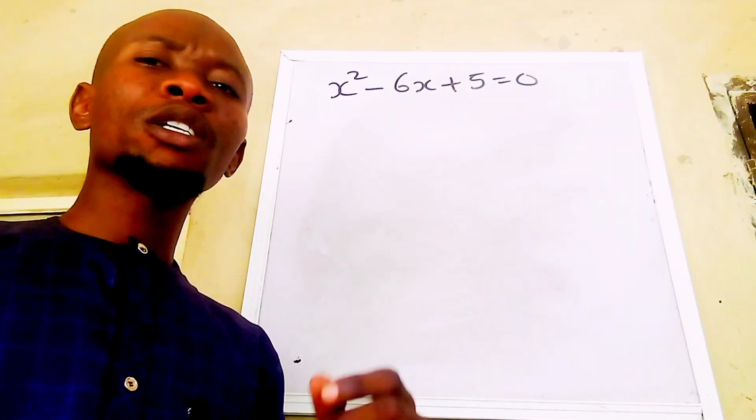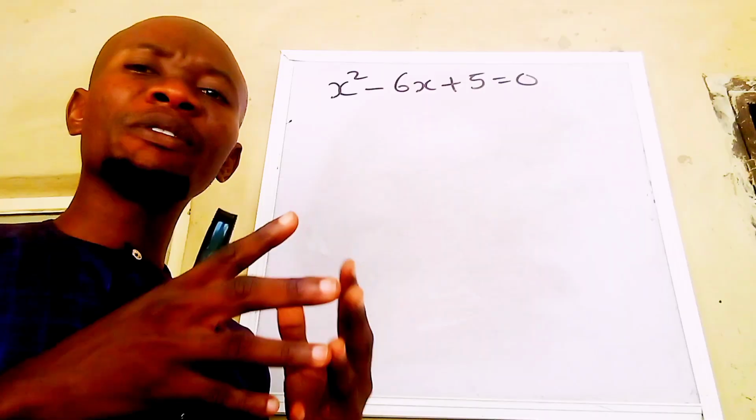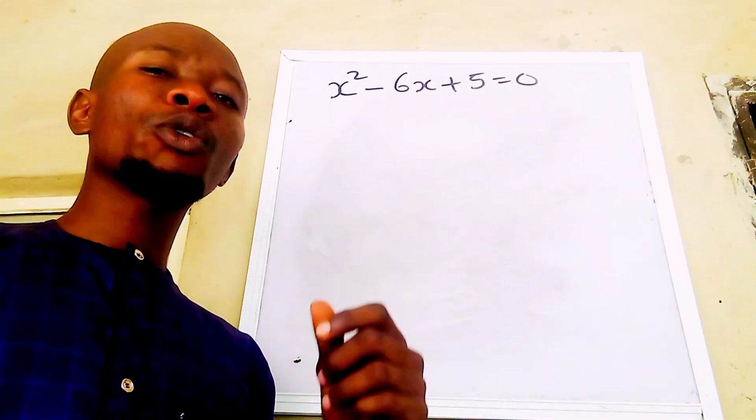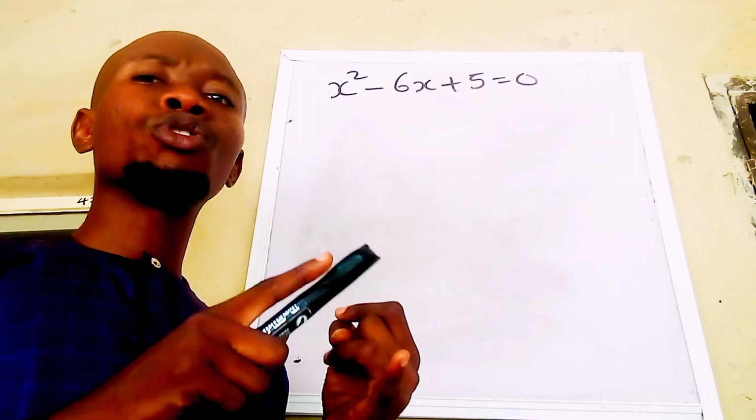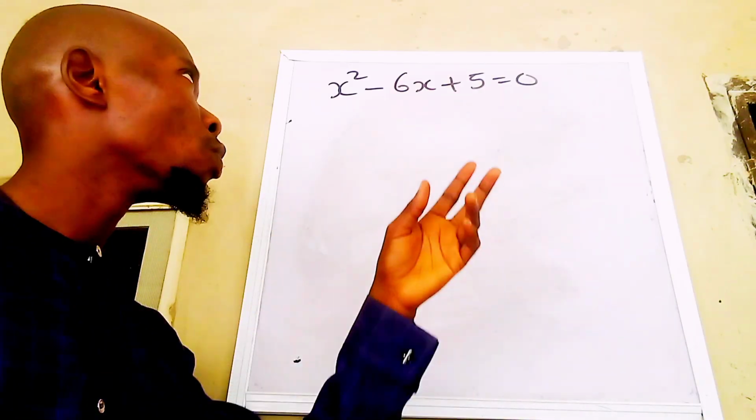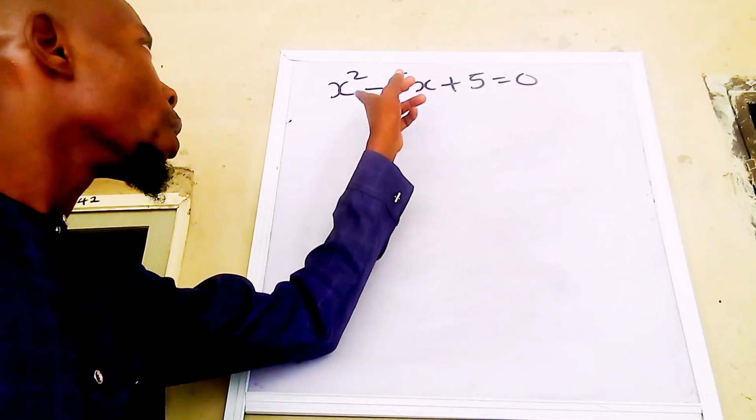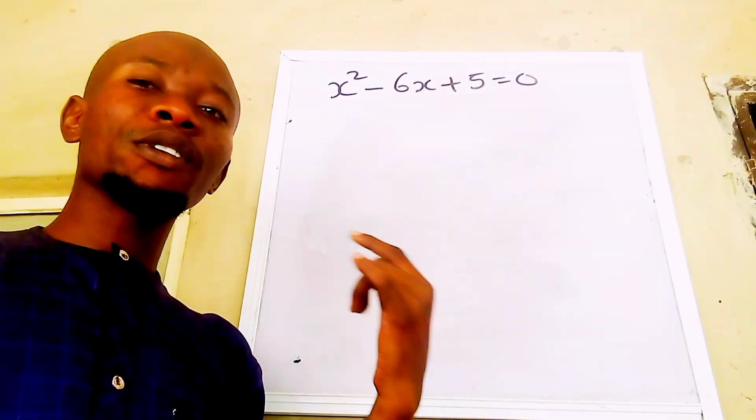How do we solve these quadratic equations? There are different methods that we can use to solve these quadratic equations. First, we can use a substitution method, or a factors method. We think of two factors that we can multiply to give us 5, when we add or subtract to give us minus 6.